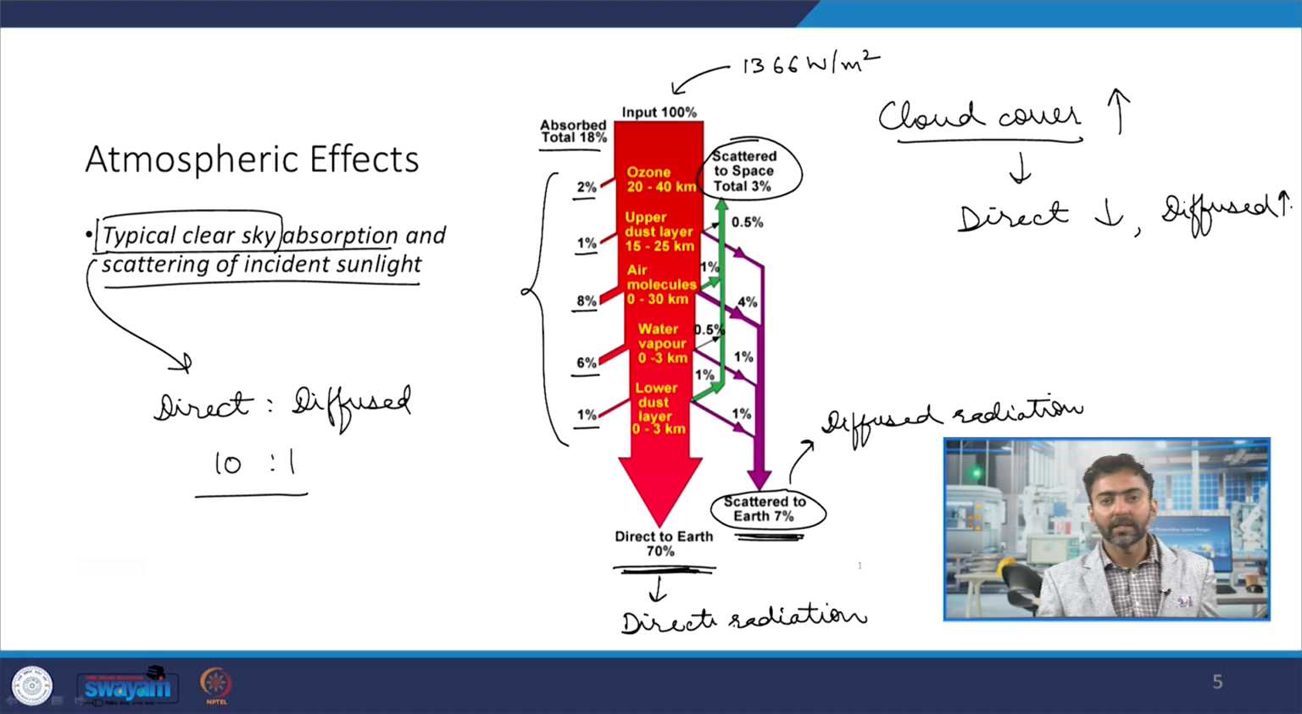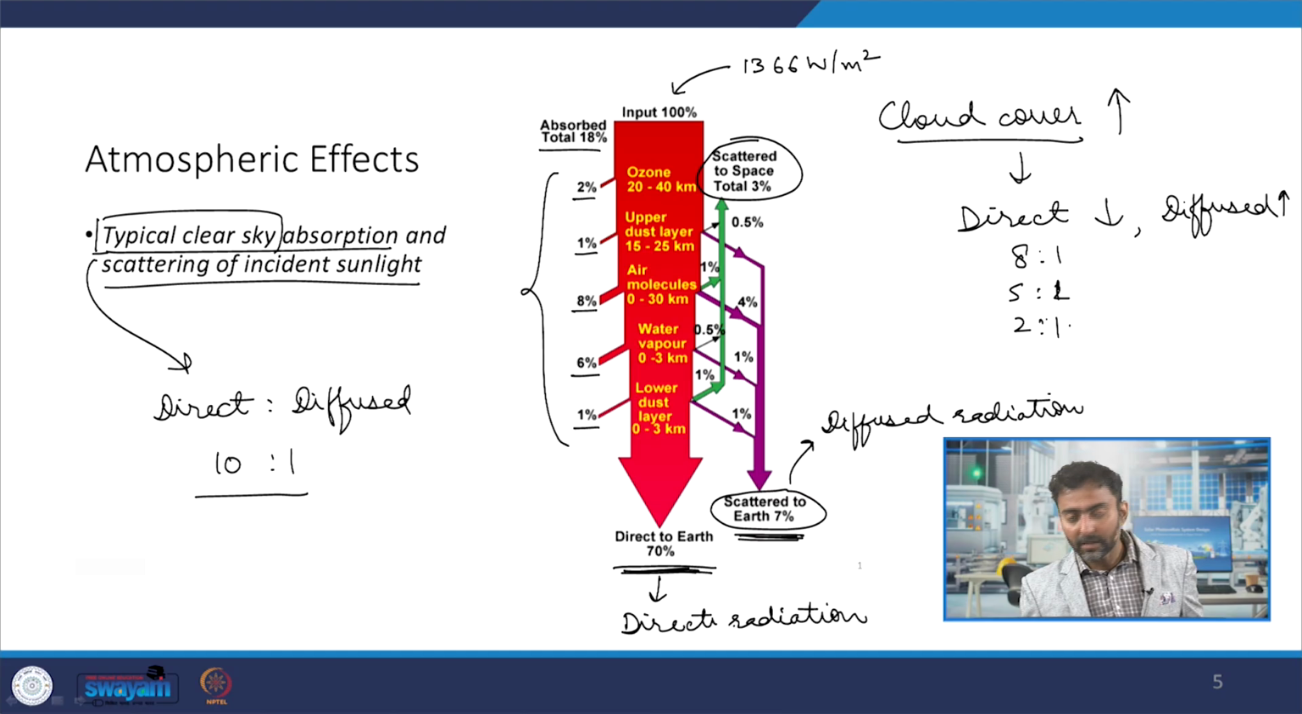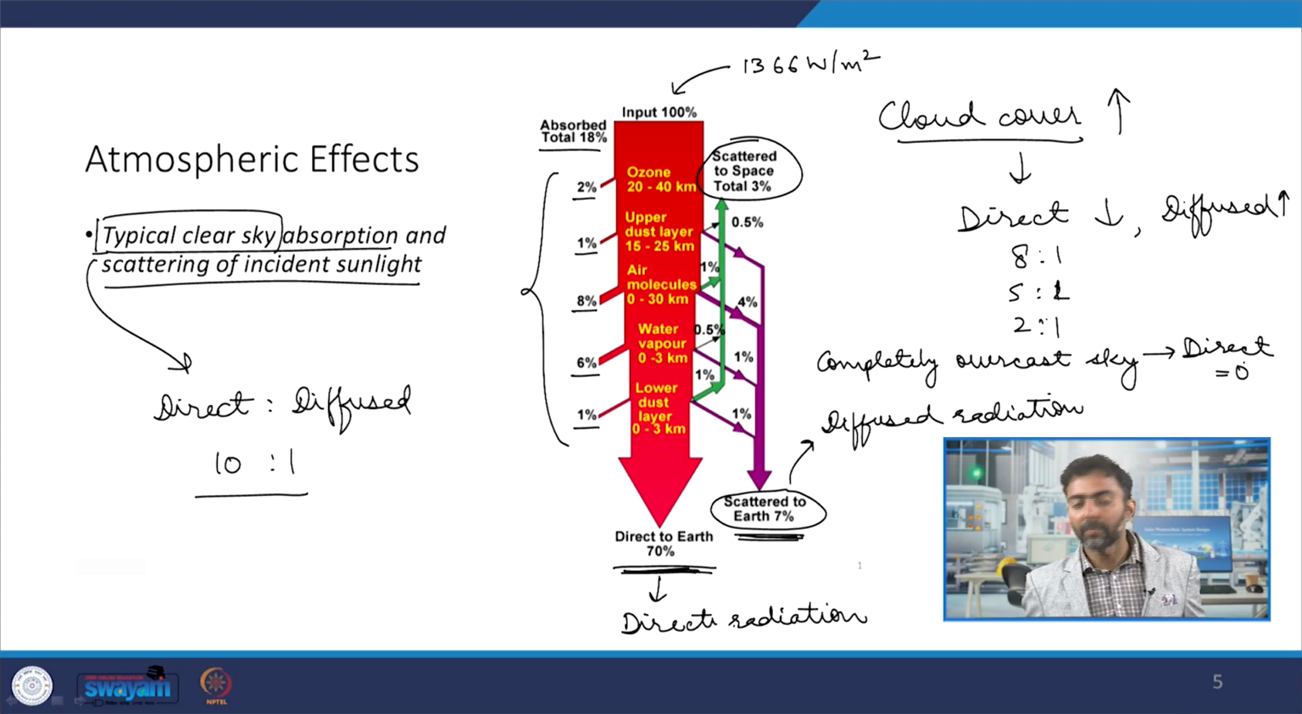So, this ratio would change, it would not remain 10:1, it might become, let us say, 8:1, it might become 5:1, 2:1. So, it can go on changing like that. And interestingly, if you have a complete cloud cover or completely overcast sky, that means there is a complete cloud cover, then in that condition your direct radiation might become 0 completely, it will only be diffused radiation.